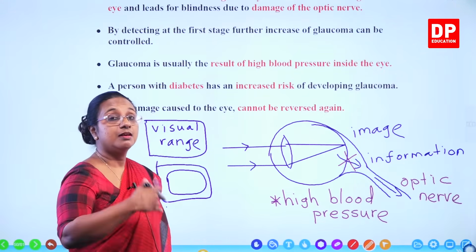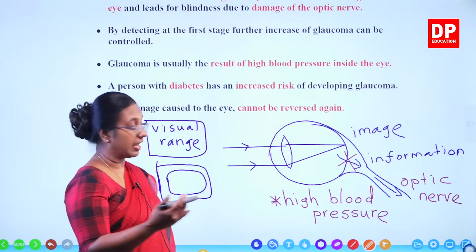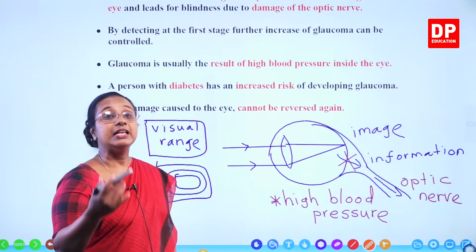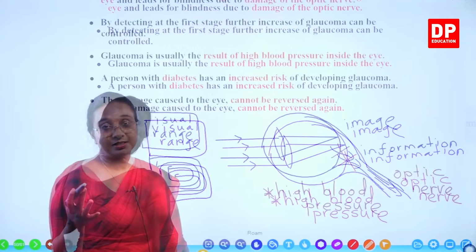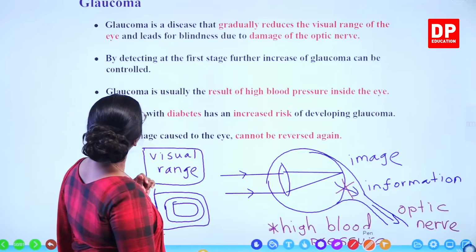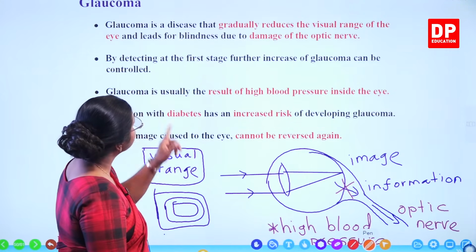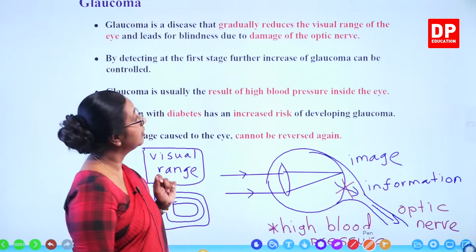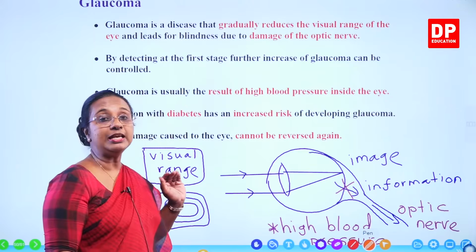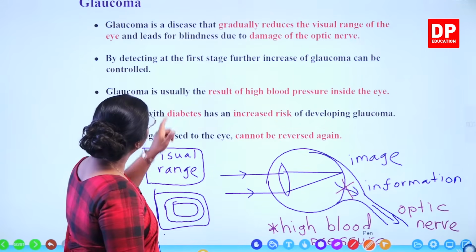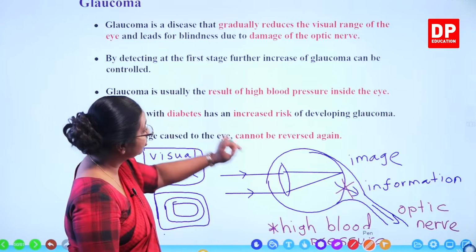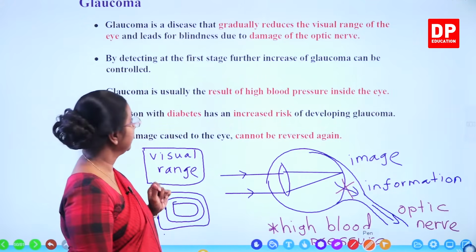And if it's over a longer period of time, further the visual range decreases and finally it can lead to blindness. So, if we go back and see what glaucoma is, you can see here glaucoma is a disease that gradually reduces the visual range of the eye. So, here the visual range gets gradually decreased and leads for blindness. So, finally the person becomes blind due to damage to the optic nerve.